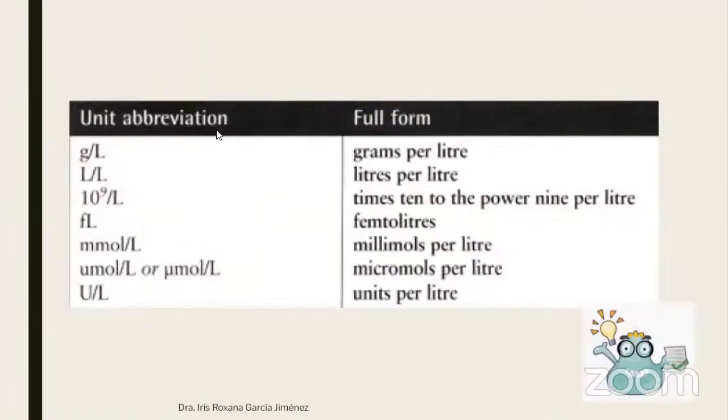And now we got this, the unit abbreviation and the full form. We got this in Spanish, of course, we know. Grams per liter, grams per liter, liters per liter, 10 to the power 9 per liter, okay? Femtoliters, millimoles per liter, micromoles per liter, units per liter. It's just an example. Of course, we have some more charts, but for starting, I think it's a good way to catch the information, okay?